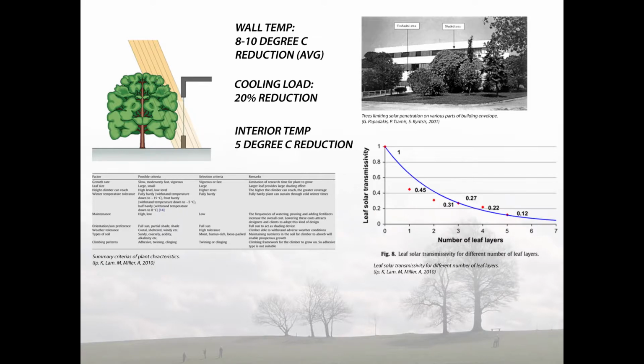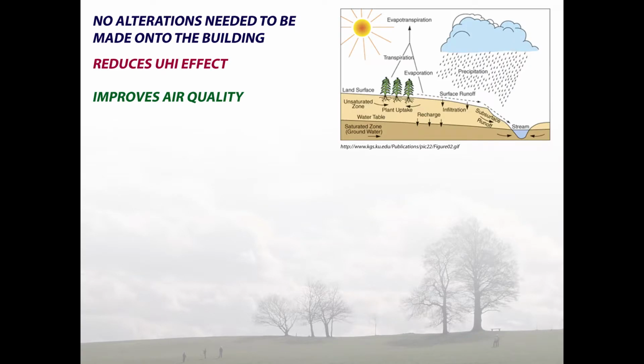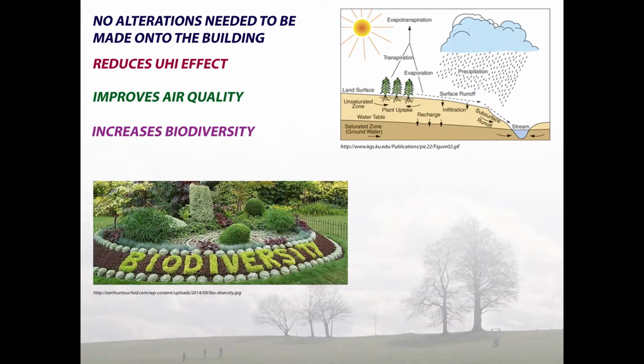Advantages are that there are no further alterations needed to the building fabric if trees created a desired level of shading. Also, it is a passive temperature control feature which reduces urban heat island effect. Moreover, it improves air quality via evapotranspiration and also increases biodiversity.